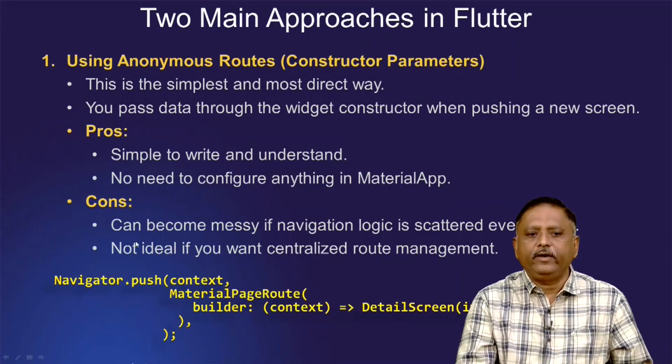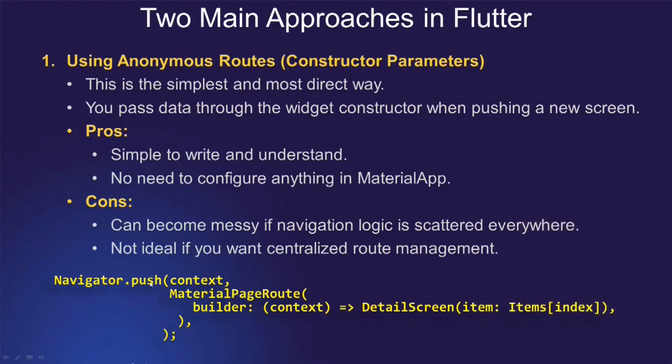So here on screen you can see this is my first approach using an anonymous route. Here I use Navigator.push. The first argument is always context, but in the second argument I use MaterialPageRoute, which takes a builder and returns DetailScreen. But in that DetailScreen constructor I have passed the item at a specific index. So this is how we pass data available in the first screen to the second screen, which is the detail screen, and we use its constructor to pass data. So this is using anonymous routes or constructor parameters.